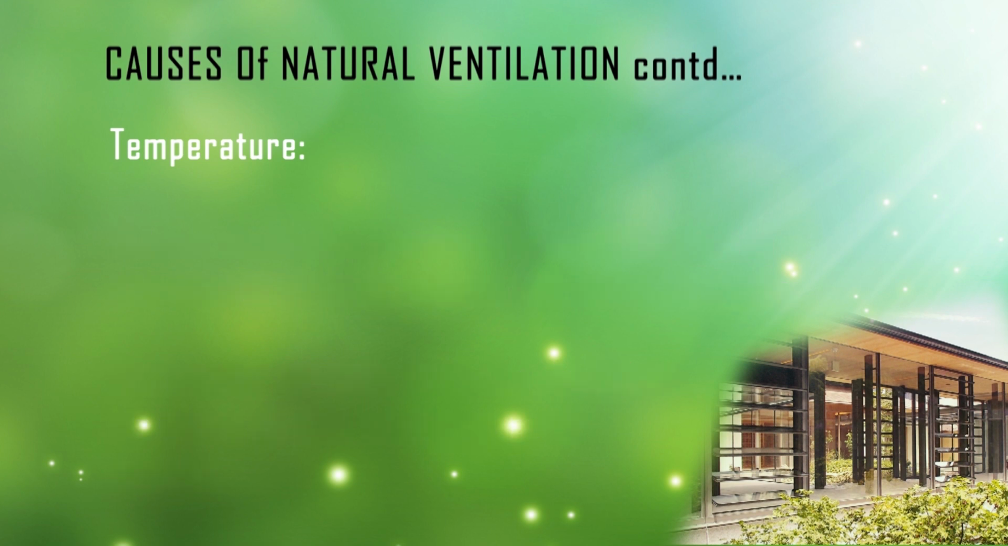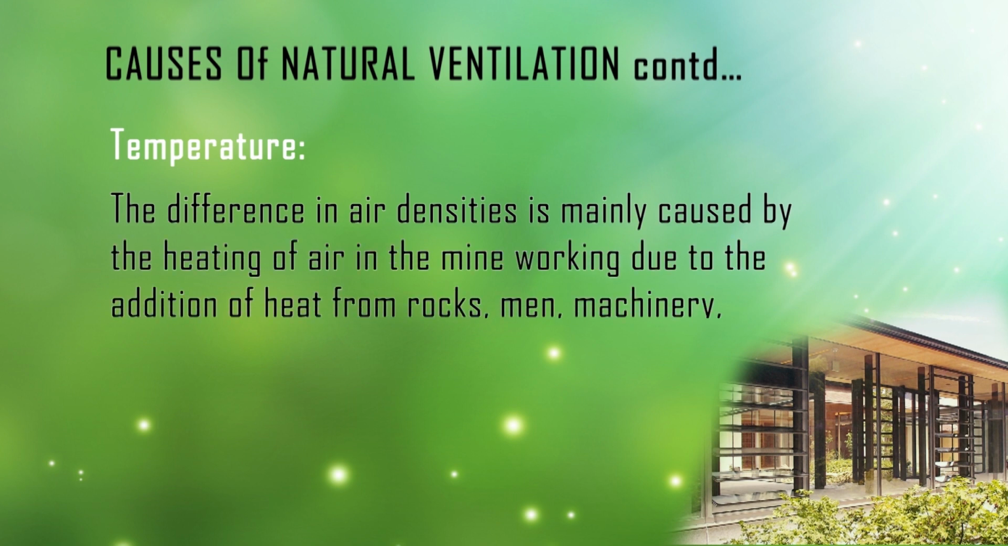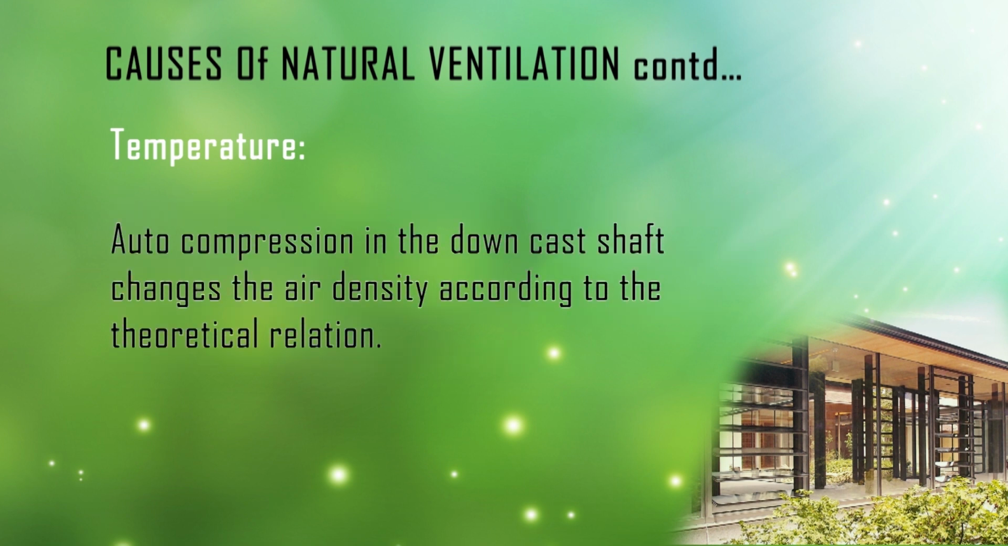The difference in air densities is mainly caused by the heating of air in the mine working due to the addition of heat from rocks, men, machinery, light, spontaneous heating, etc. Auto compression in the downcast shaft changes the air density according to a theoretical relation, and due to this the downcast air becomes hot and becomes lighter. So, it has a tendency to flow downward.